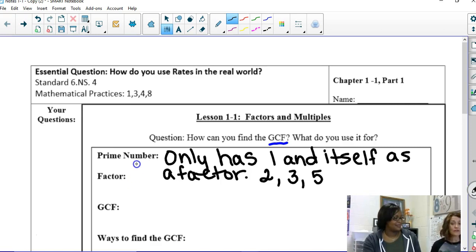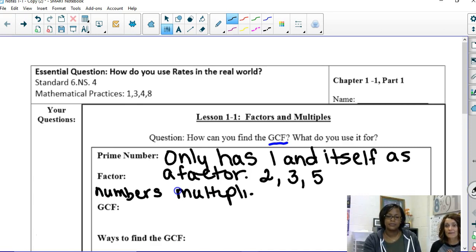As a review, the factors are the numbers that we multiply. And the greatest common factor, or the GCF, is the greatest common factor. So much to write and so quick to say it.